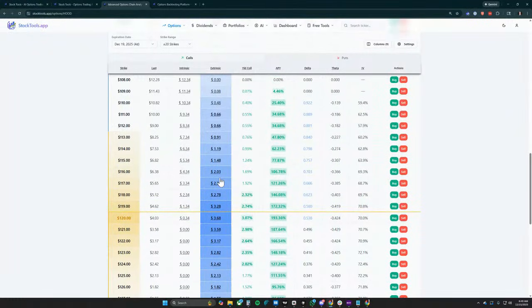Is this live? Yeah, this is real data. The market's not open, so the options pricing is probably a little off. But if we were open, this would be moving. Yep, this would be live.